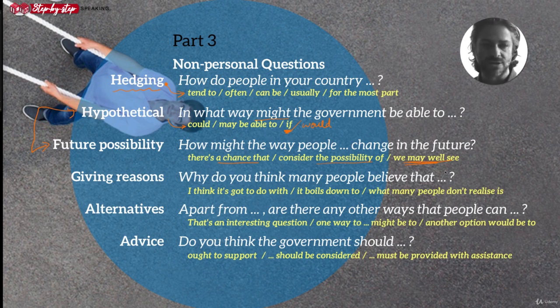Okay, so hypothetical and future possibility are very closely related. Now the next is giving reasons, often starting with why or in what way. Here you could see that technically it's a mixture of hypothetical and giving reasons. But let's stick with this one with why. So why do you think many people believe that? Okay, and you're giving reasons.